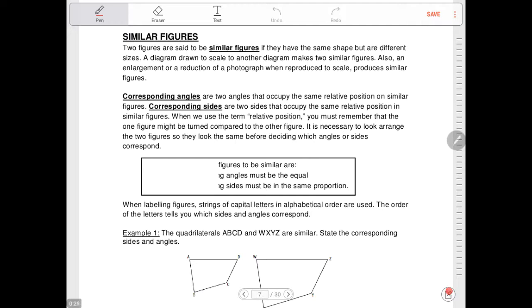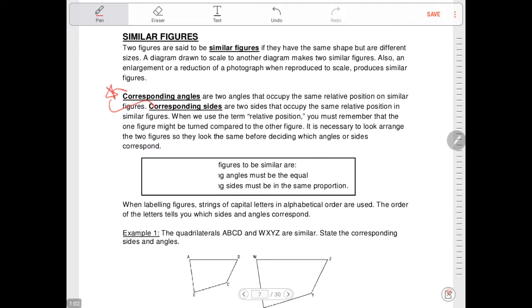A diagram drawn to scale to another diagram makes two similar figures. Also, an enlargement or a reduction of a photograph when we reproduce a scale. Now, we'll get more into this later on, but the point is we can have similar figures. They don't have to be the exact same shape, but they still might be similar figures. Well, and why is that? Well, what we're looking at here is we have within these figures corresponding angles, and we have corresponding sides. And this is what we're going to start looking at here.